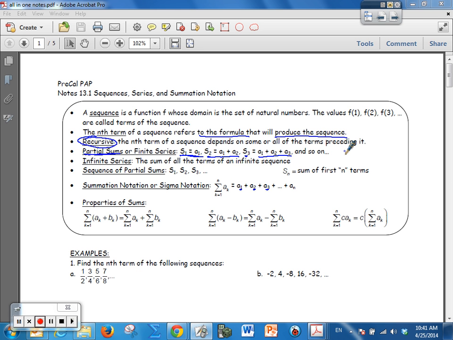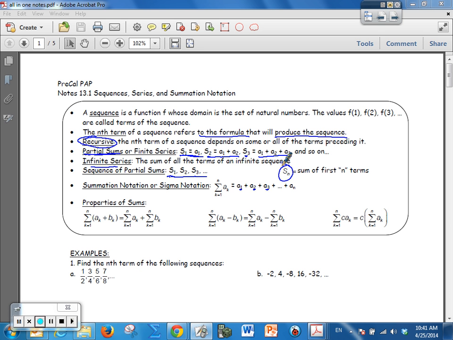So let's see, an infinite series is basically the sum of all the terms of an infinite sequence. It's a sequence that doesn't stop. It just keeps going to infinity. And then you will be asked to write equations for sequences of partial sums. We'll get to that in just a bit. S sub n is the sum of the first n terms.